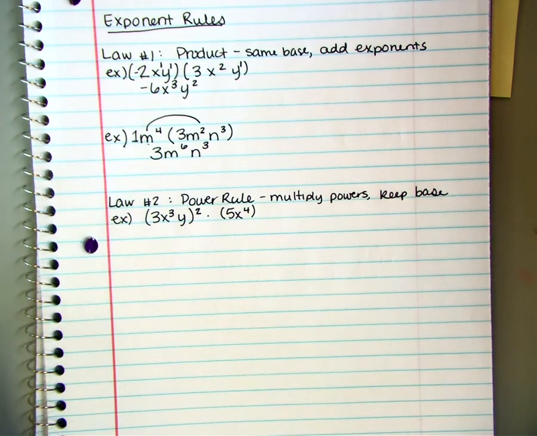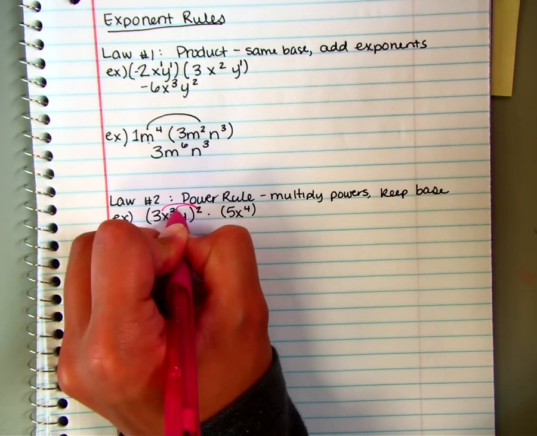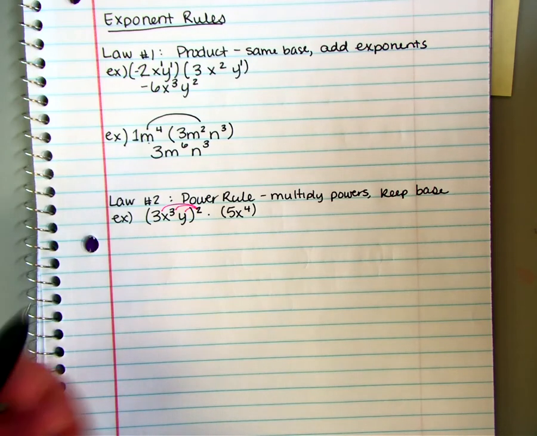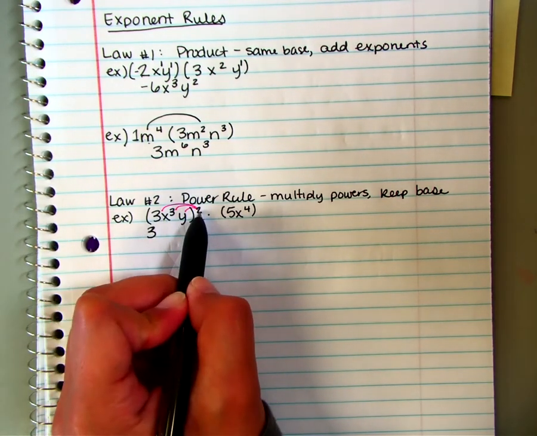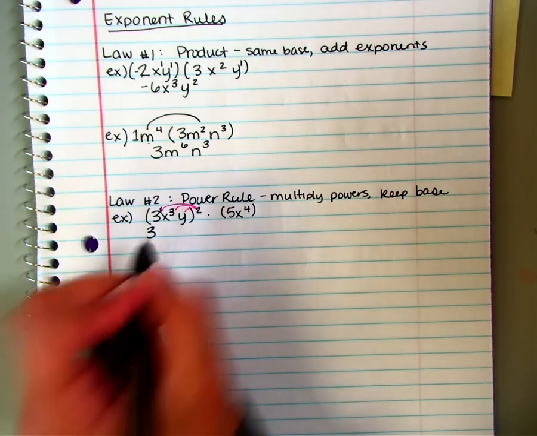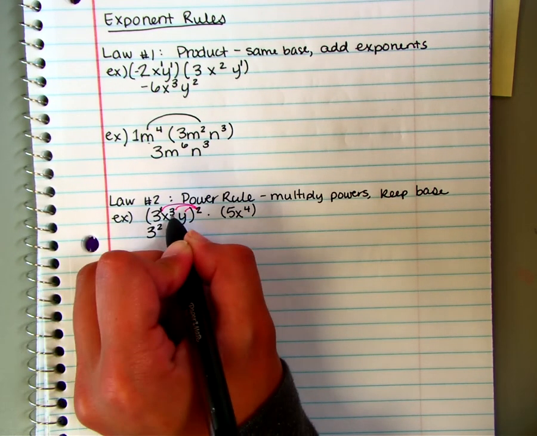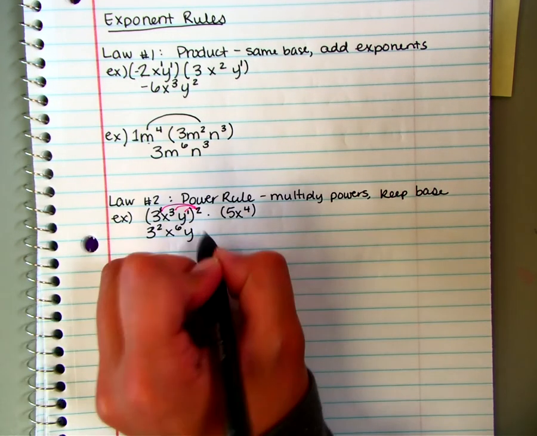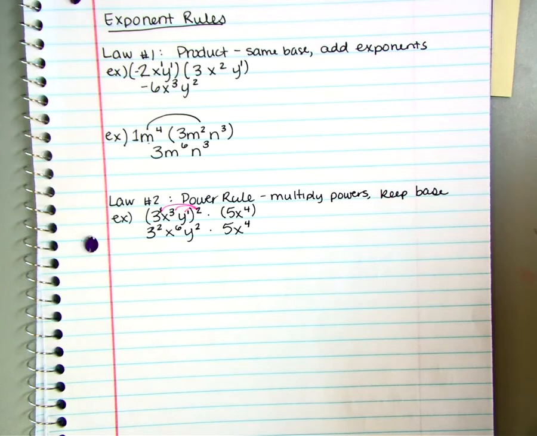And so what we want to do is distribute this power into all the other exponents. And so we're going to work this one out. You don't have to rewrite it like this, but I want to make sure you see where it comes from. So we're going to multiply this power 2 to this exponent of 1. So 1 times 2 is 2. X to the third, 3 times 2 is 6. And then that y has an understood 1. 1 times 2 is 2. And it's still multiplied by 5x to the fourth.